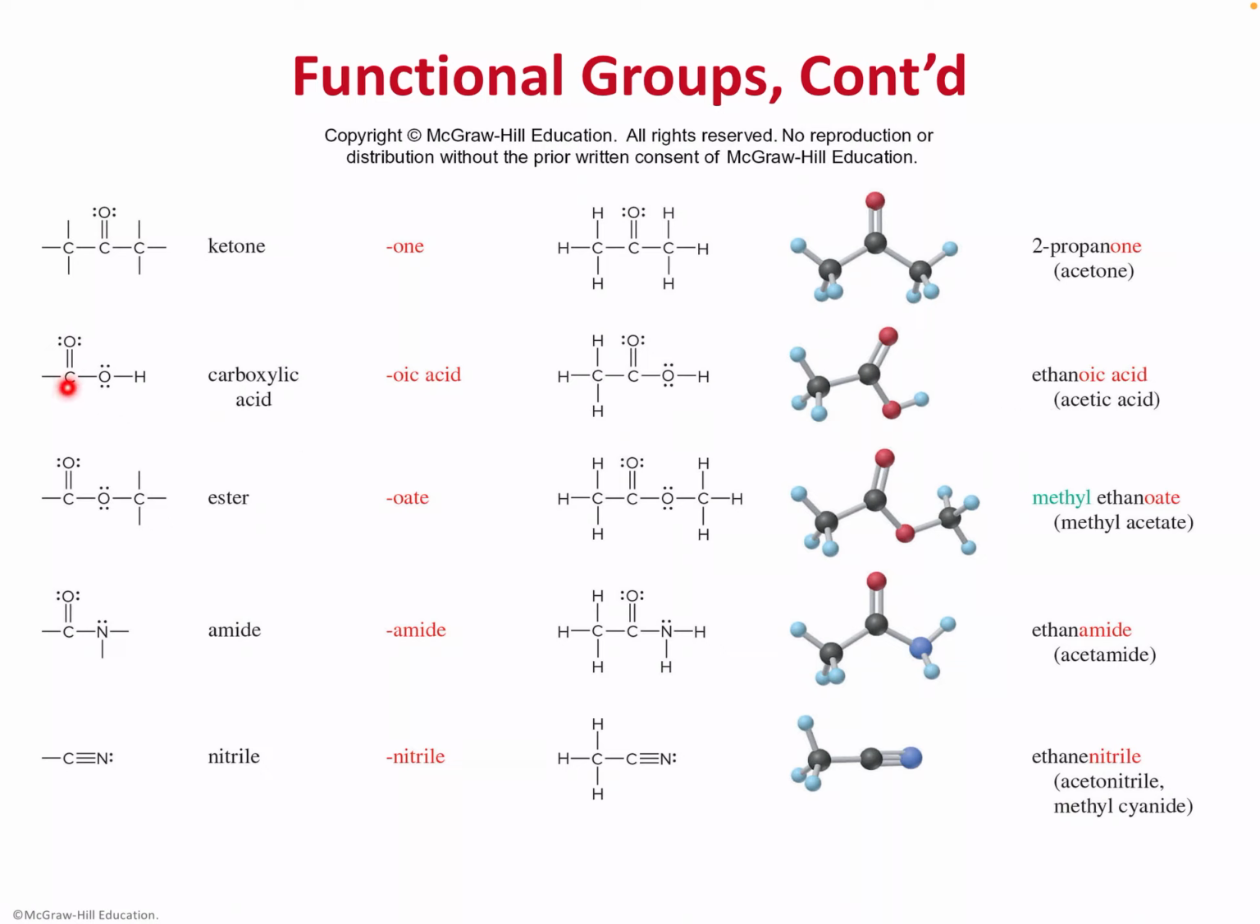And then when you have a carbon-oxygen double bond, oxygen like carboxylic acid, but now instead of a hydrogen you have another carbon, we call that an ester. The suffix would be oate, and methyl ethanoate or methyl acetate. So this is an ester functional group. Amide functional group would be a carbon-oxygen double bond with this carbon attached to a nitrogen. That is an amide. And then the CN triple bond, the cyano group, would be the nitrile functional group. Ethanenitrile or acetonitrile.